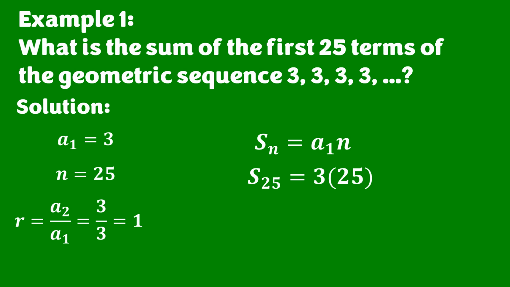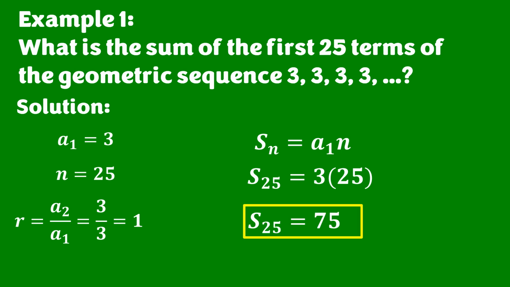And then simplify, we're going to multiply 3 and 25. So 3 times 25 is equal to 75. So therefore, the sum of the first 25 terms of the geometric sequence 3, 3, 3, 3, and so on is 75.